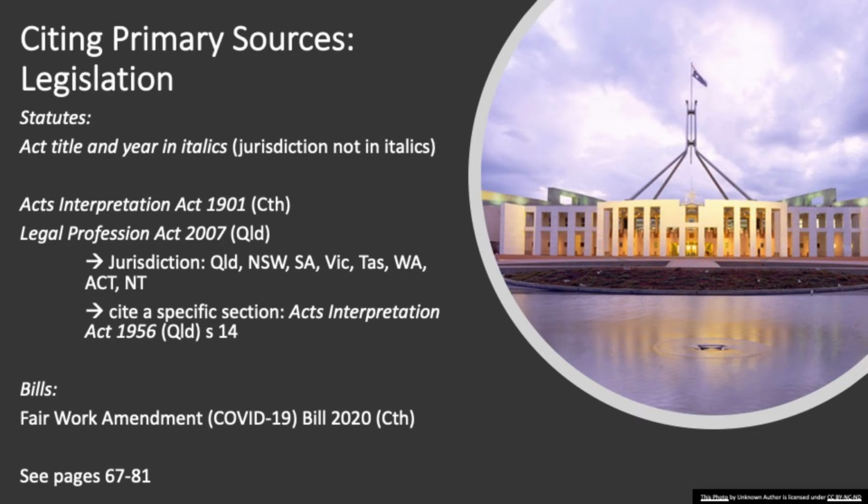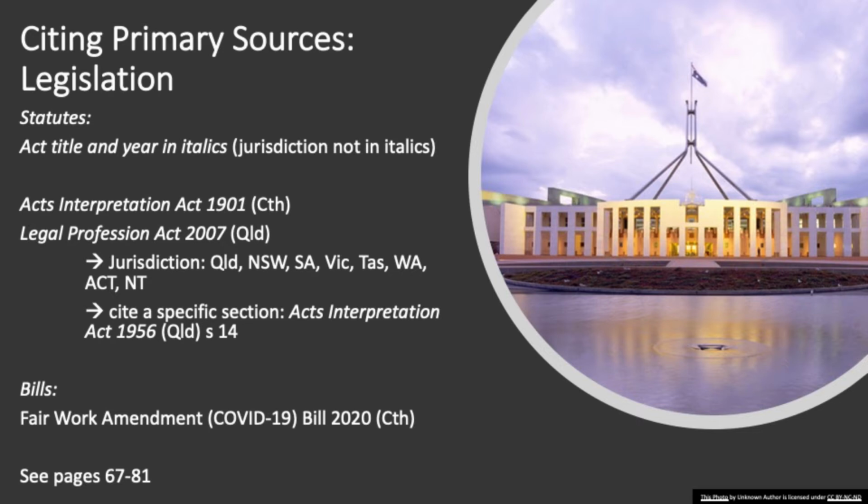Now, there's a slight variation when it comes to citing bills. So bills, of course, haven't been passed by Parliament yet. They are proposed legislative changes, but they've not yet gone through the necessary legislative process to become an act. When we cite bills, we follow the same format above in terms of writing the title and the year and providing the jurisdiction, the abbreviated jurisdiction in brackets, but we don't italicize the title or the year.